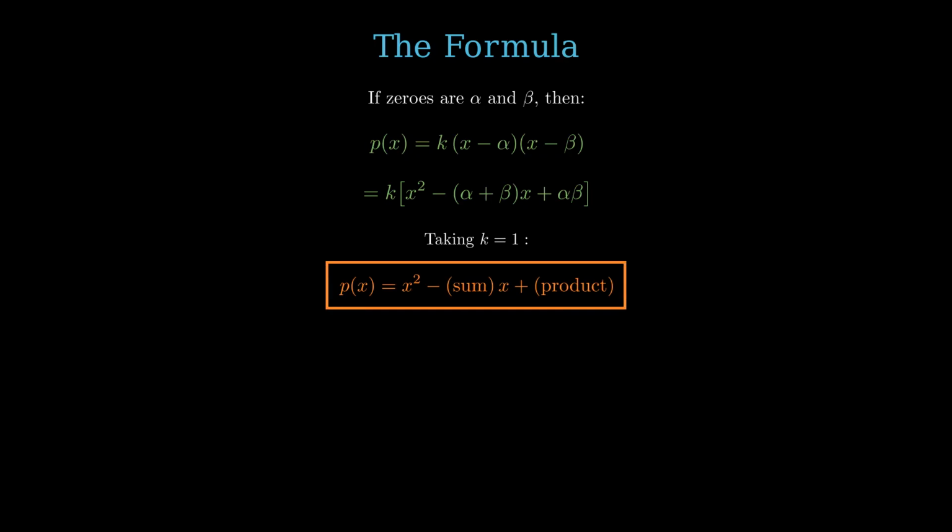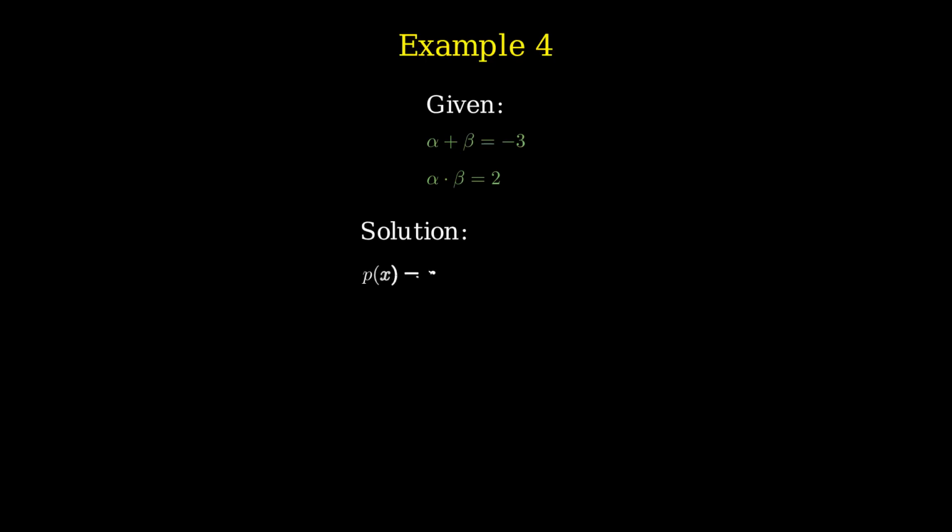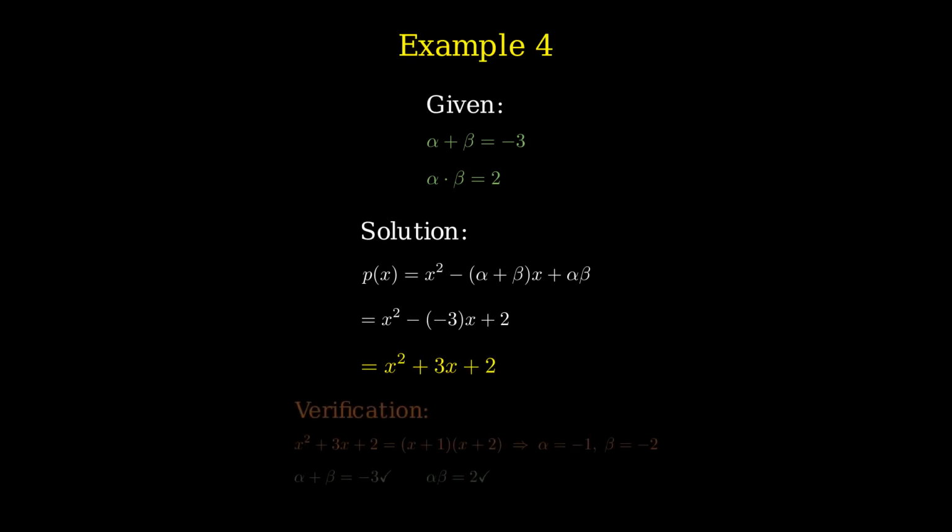If alpha and beta are the two zeros, then the factored form of the polynomial is k times x minus alpha times x minus beta. Expanding this product gives k times x squared minus alpha plus beta times x plus alpha times beta. Since the sum of zeros is alpha plus beta equals s and the product is alpha times beta equals p, we immediately get k times x squared minus sx plus p.